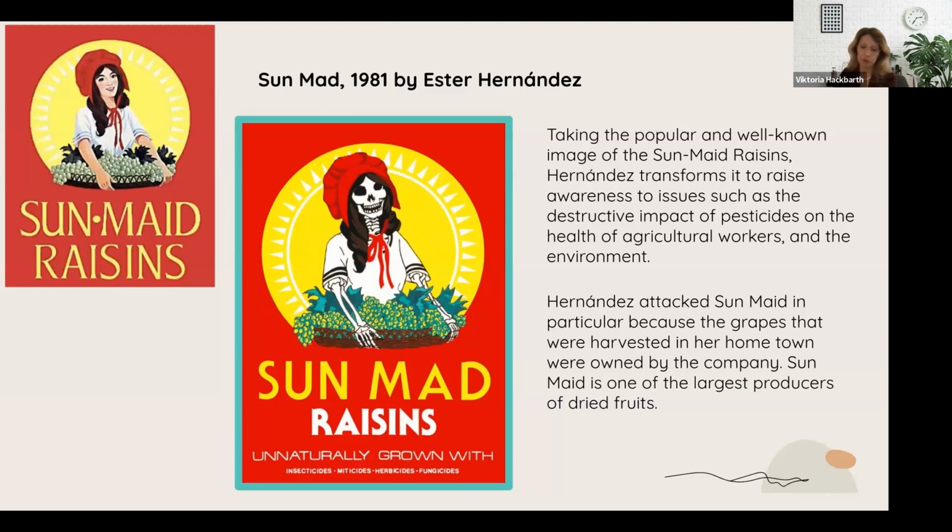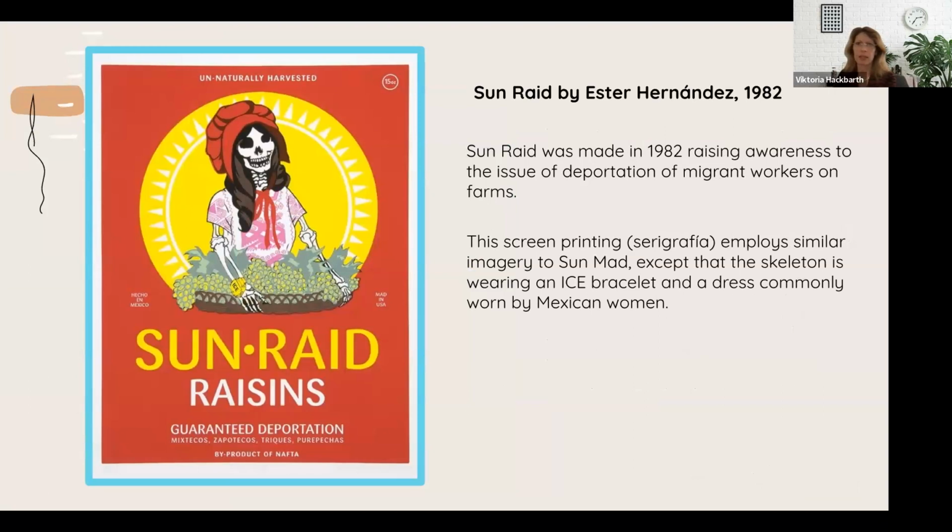Another one is Sun-Rayed by Esther Hernandez. Here, with this artwork, she draws attention to the deportation of migrant workers. In this print, we can see images of Sun-Maid, but the skeleton is wearing an ICE bracelet that conjures up images of Mexican women workers.